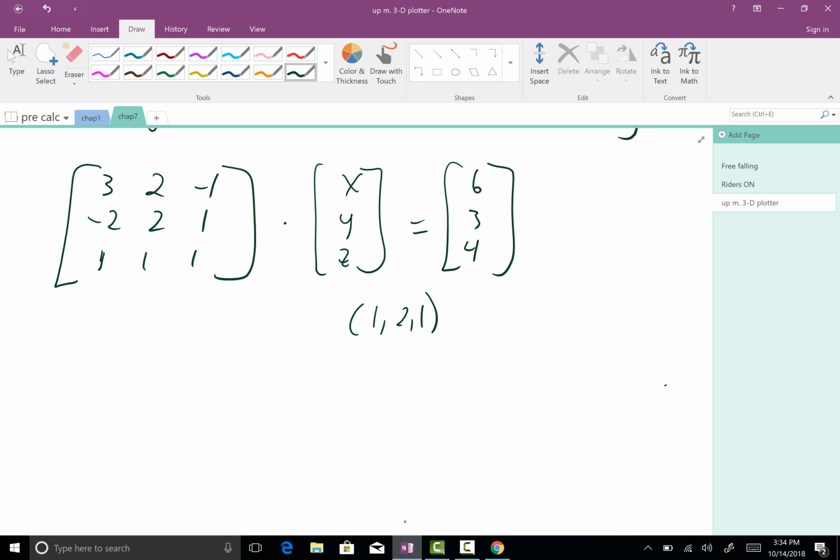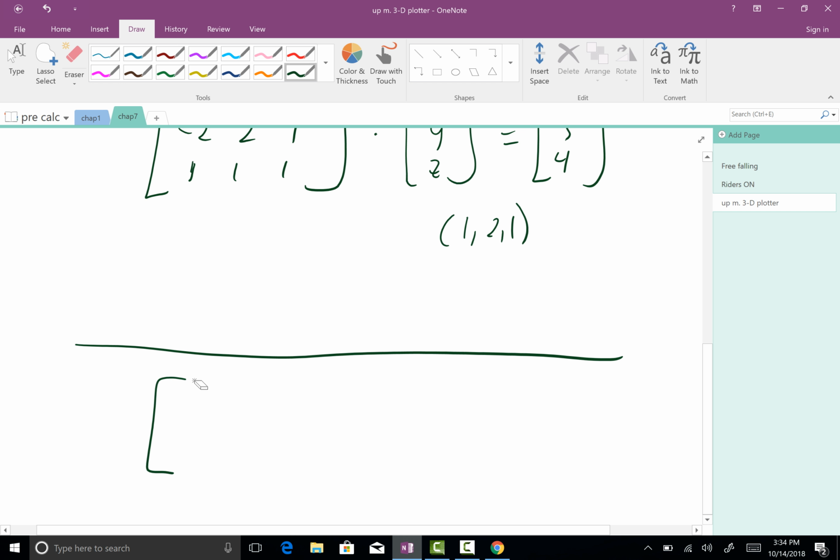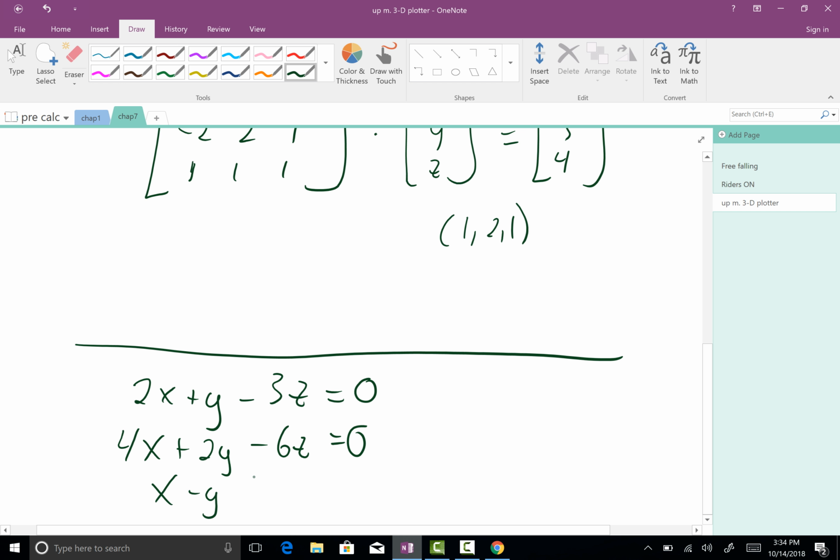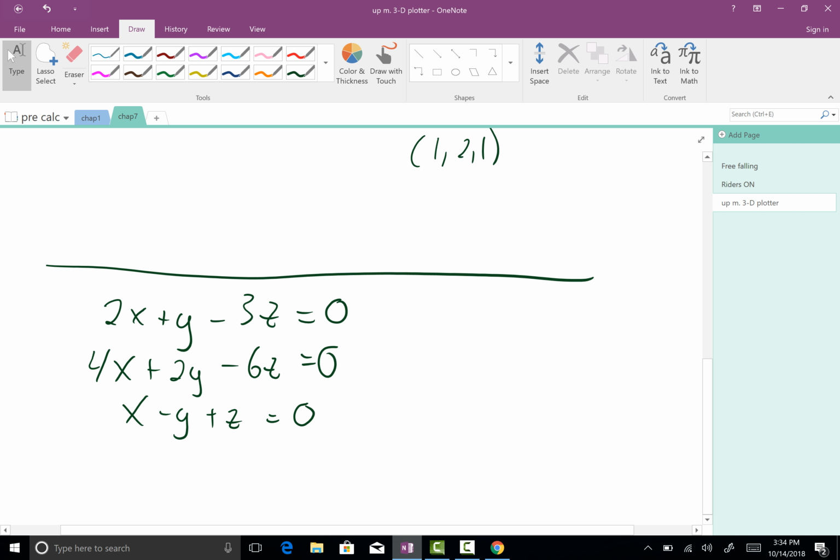So let's look at one that doesn't work very well. Okay, so let's say we have one like this. 2x plus y minus 3z equals 0, and 4x plus 2y minus 6z equals 0, and x minus y plus z equals 0. All right, so you got all of them equal to 0, right? So you know this isn't going to work. All right, so let's see what happens.